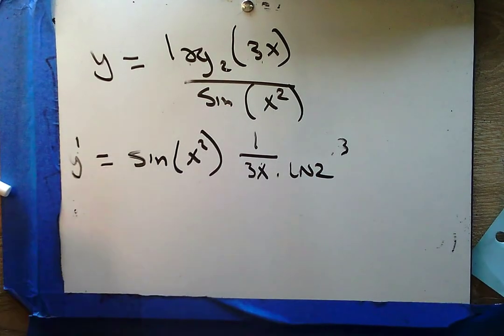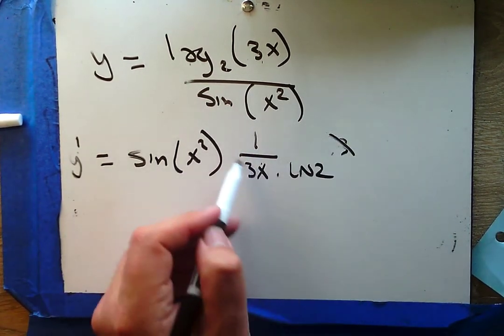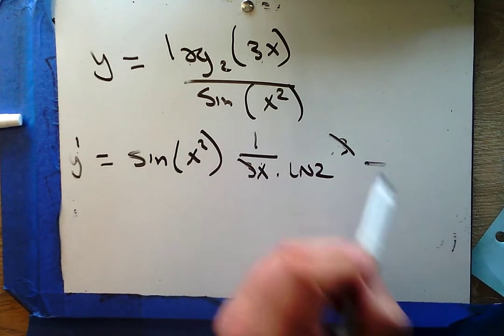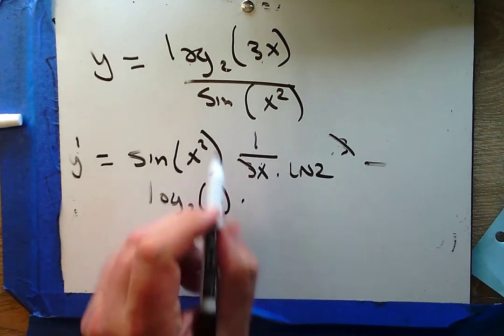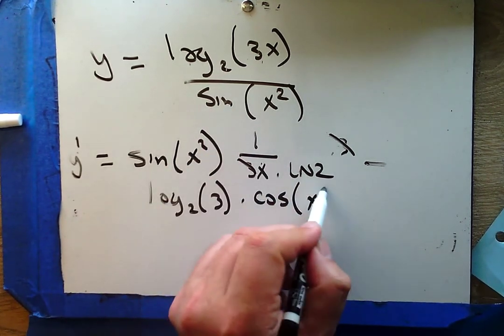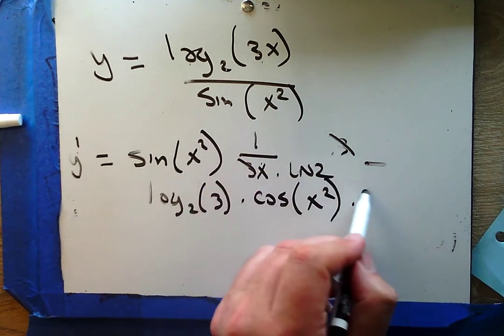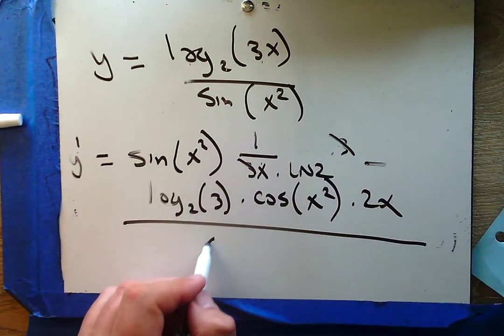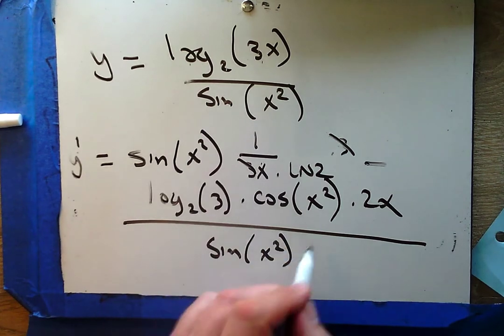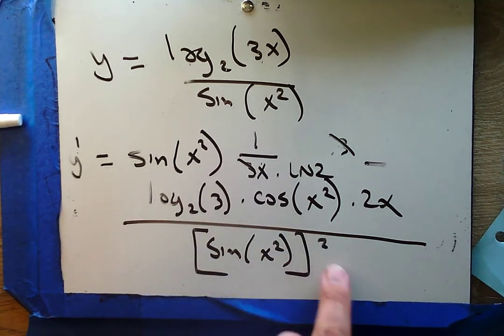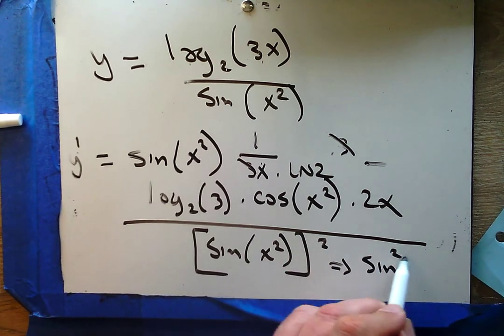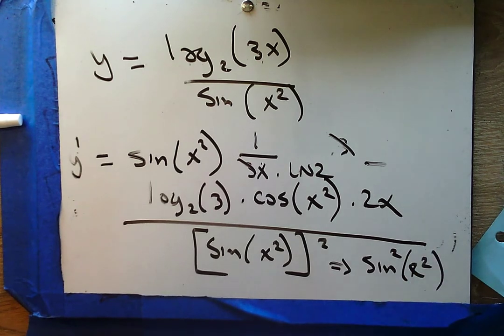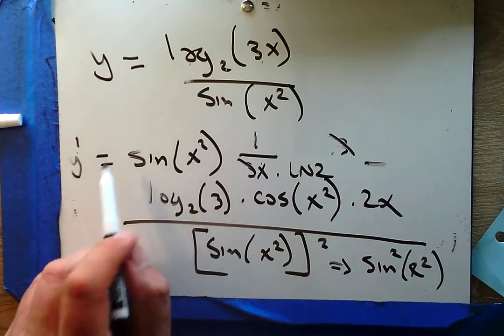Okay. Are we done? Heck no. I can't cancel those out. Minus high d low. The derivative of sine is cosine. Leave the inside alone times the derivative of the inside, all over sine of x squared, squared. This will not become x to the fourth. That would become sine squared x squared, right? I'm squaring this whole thing. So I just leave that alone and tidy this.